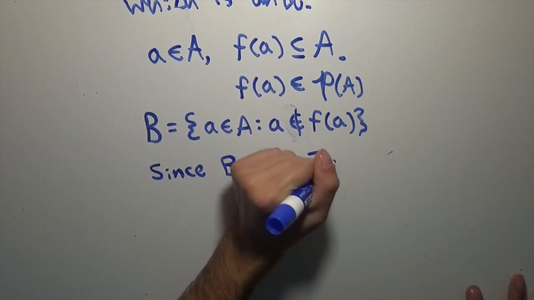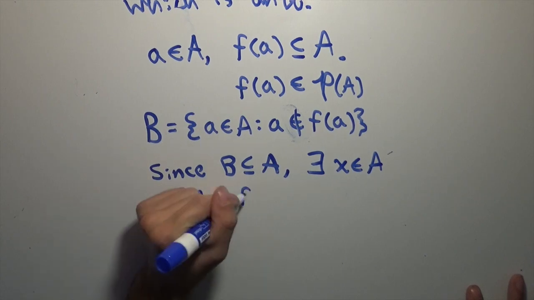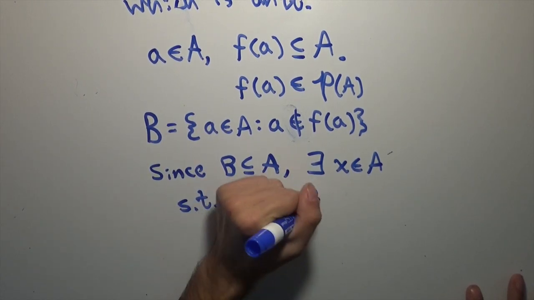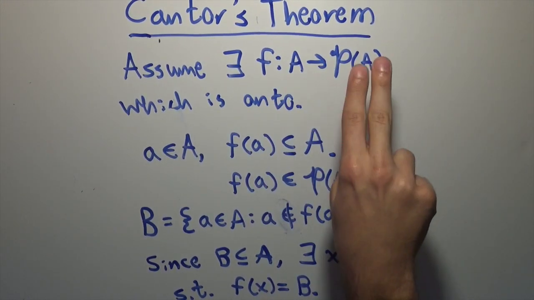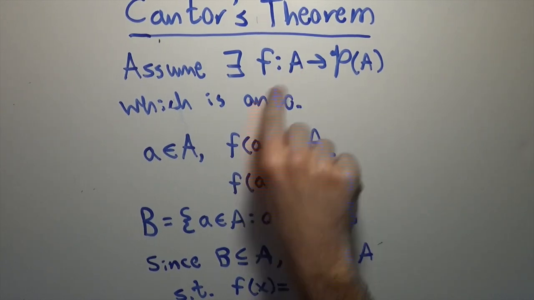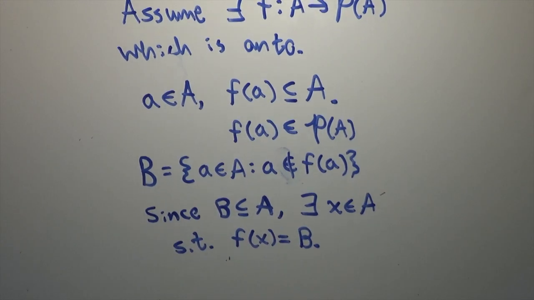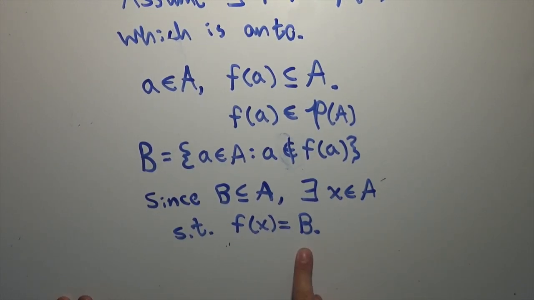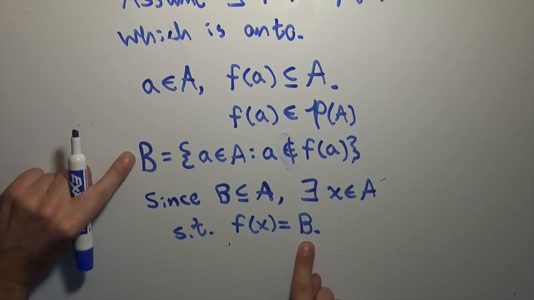But because B is a subset of A, there exists an x in A such that f of x equals B, right? Because we assumed that our function was onto, and therefore every subset of A is hit by some element of A. Since B is a subset of A, it contains elements of A, so there must be some element of A that maps onto B. So that's not the contradiction yet. I'm just using the argument, right? We assumed it was onto, so there must be some element of A that when we apply the function gives us the subset of A, which is in particular B, that we constructed.